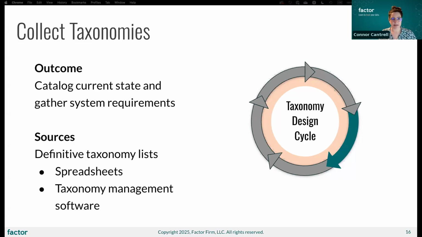Then we come to the collect taxonomies phase. What you're looking to get here is a complete catalog of the current state of the taxonomies, including any modeling requirements from the systems in which they are managed and stored. You need to be able to access the definitive list of any relevant taxonomies, which might be anything from a list of terms in a spreadsheet to basically an ontology in a management software.